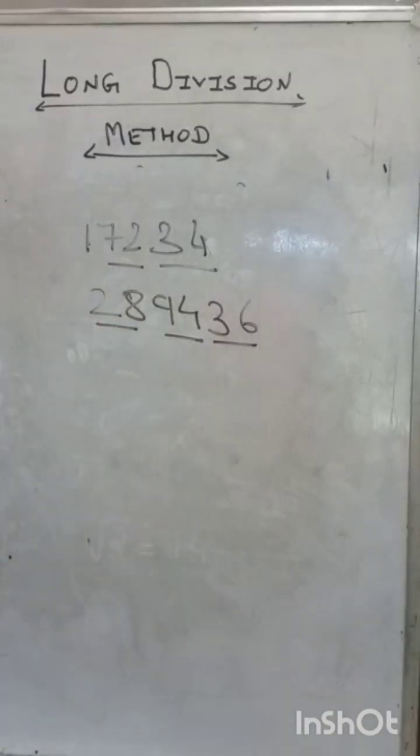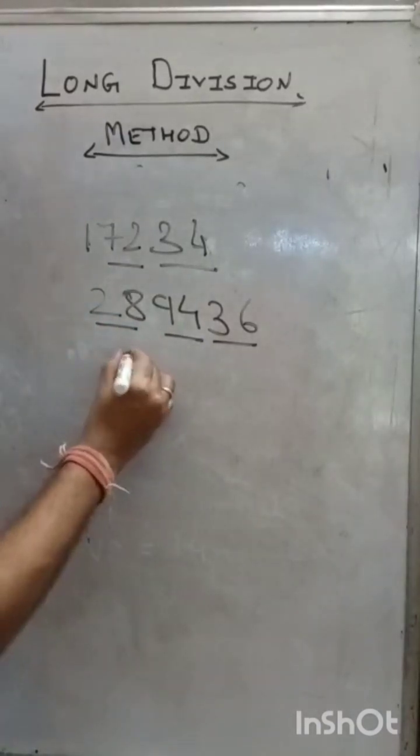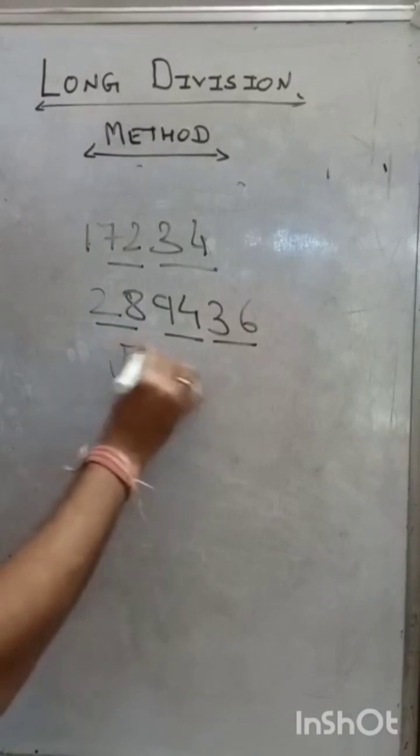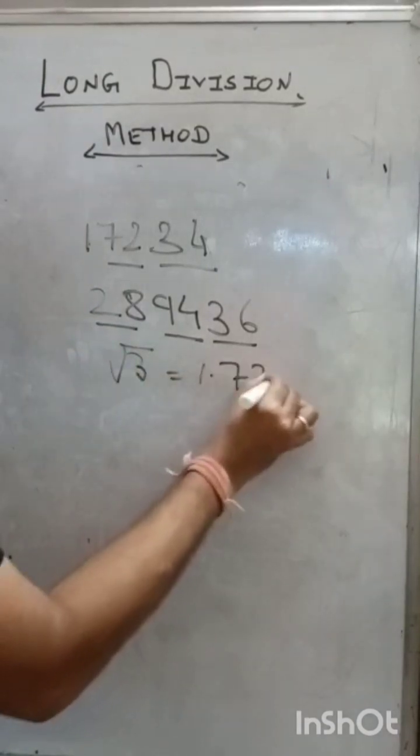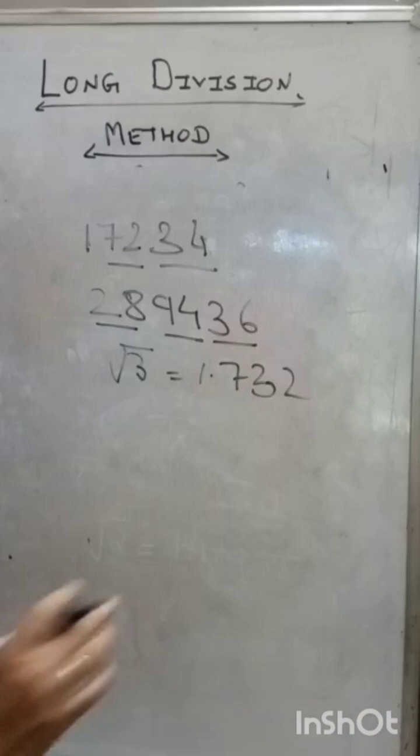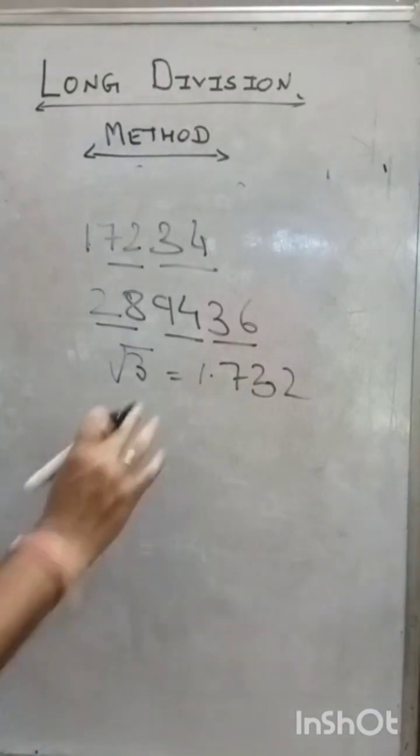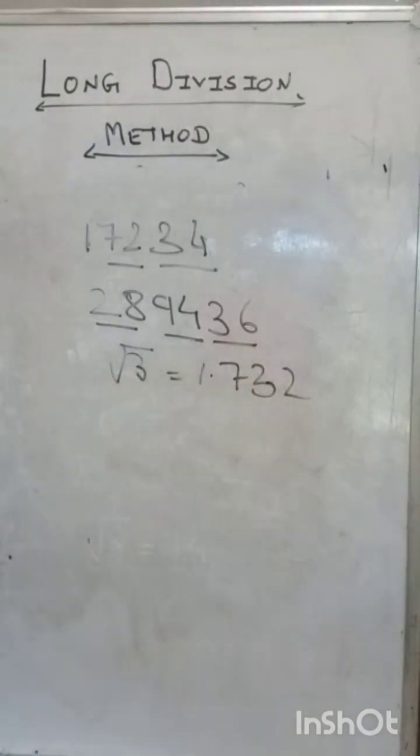If you find any decimal value, suppose root 3 is 1.732, then you just memorize that if you put one decimal, then you can put 00. That decimal in long division has a power, you can apply 00.